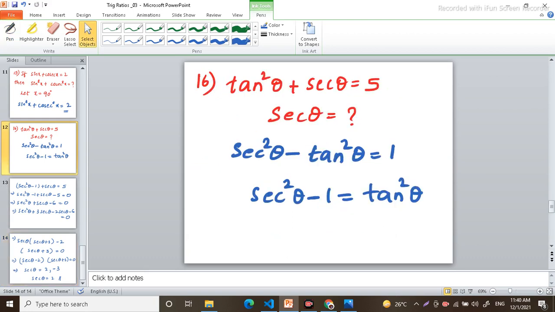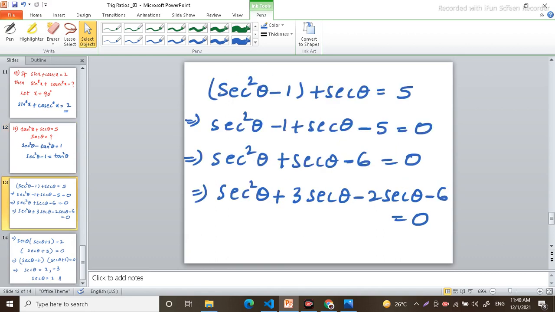Just I'll do a quick revision. This is the question. Tan square theta plus secant theta is equal to 5. They are asking to find the value of secant theta. We know the basic formula, that is secant square theta minus tan square theta is equal to 1. Secant square theta minus 1 is equal to tan square theta. I substituted in the place of tan square theta, what I wrote as secant square theta minus 1.